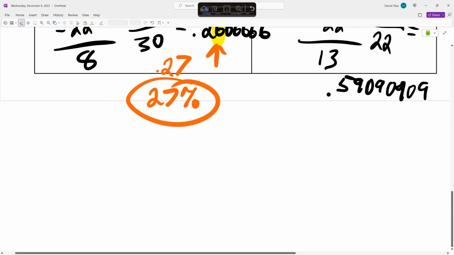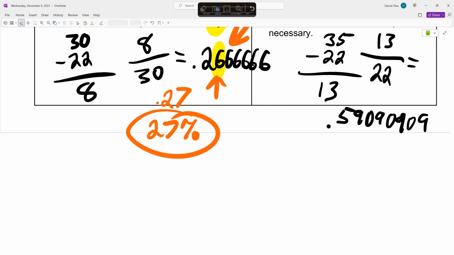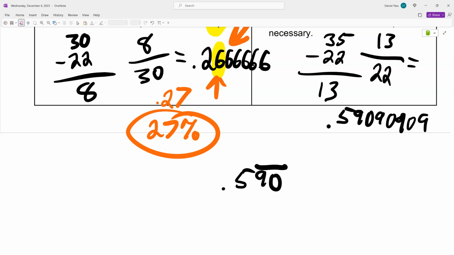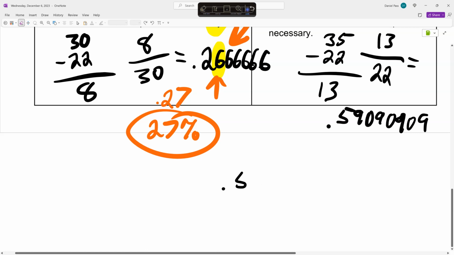0.59090909 forever. Do you guys know how to write that, by the way? You would write 0.590 and put a line above the 90 to show that it repeats. That's a little math trivia for you.